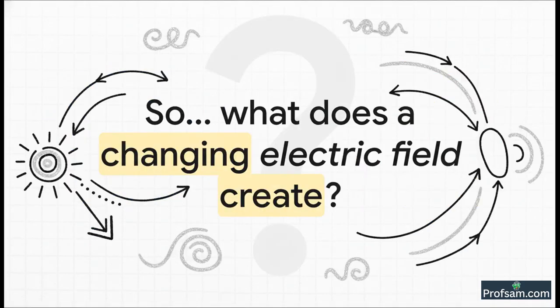And this leaves us with a final fascinating question. You know, nature loves symmetry. So if a changing magnetic field creates an electric field, what do you think a changing electric field creates? Think about it. We will find the answer in the next chapter on electromagnetic waves.